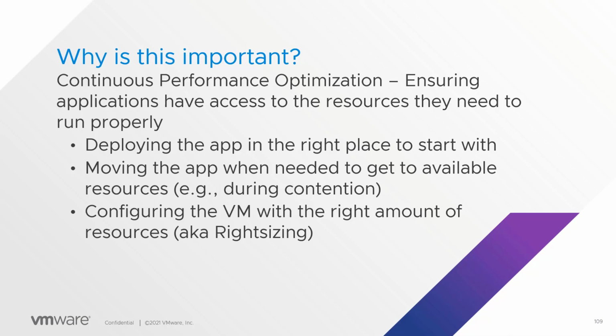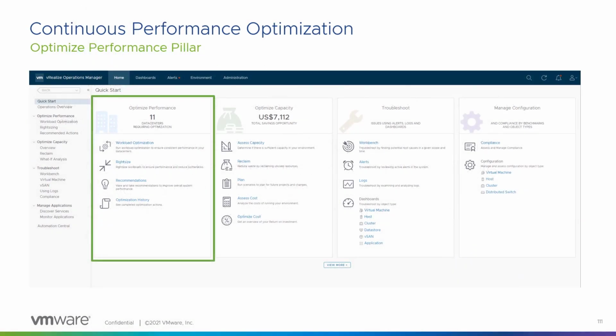And performance optimization, or continuous performance optimization, is so important that it's actually an entire pillar for vRealize Operations. As you probably have seen in some of the other classes we've taken under School of Ops, there are four major pillars of vRealize Operations. And that first pillar is optimizing performance. Again, it's all about ensuring those applications and the workloads that make those applications have the ability to get to the resources they need at the times that they need it.